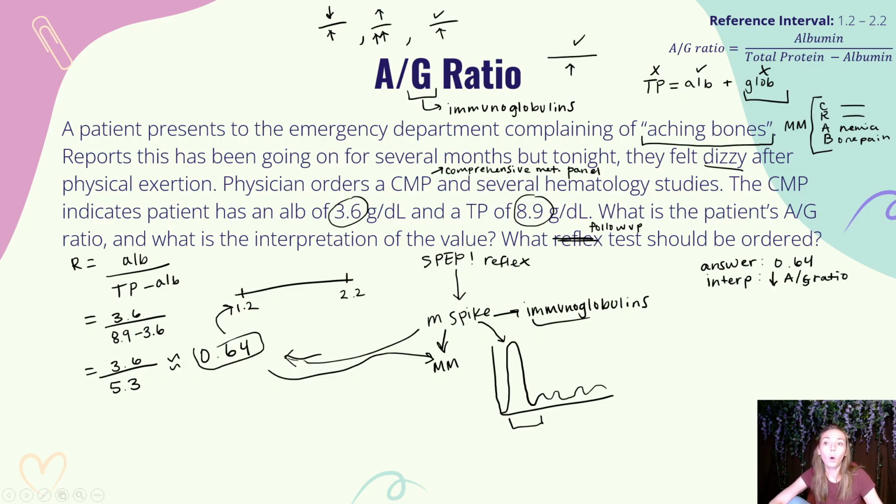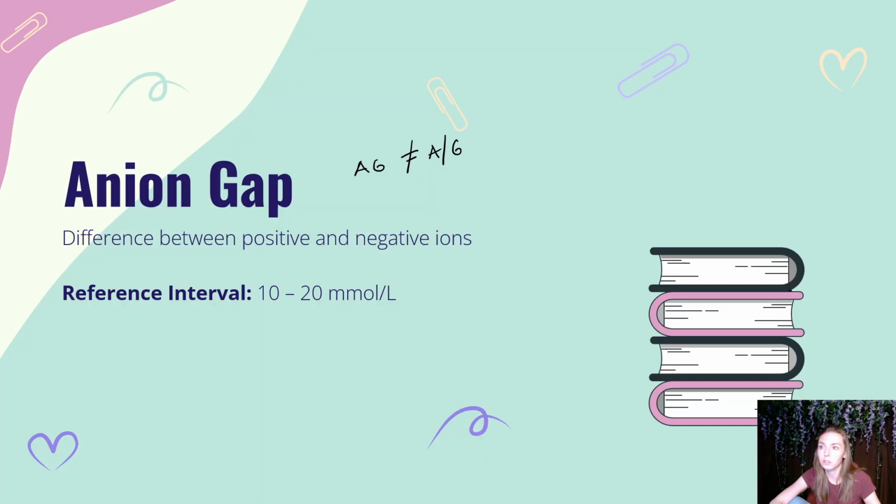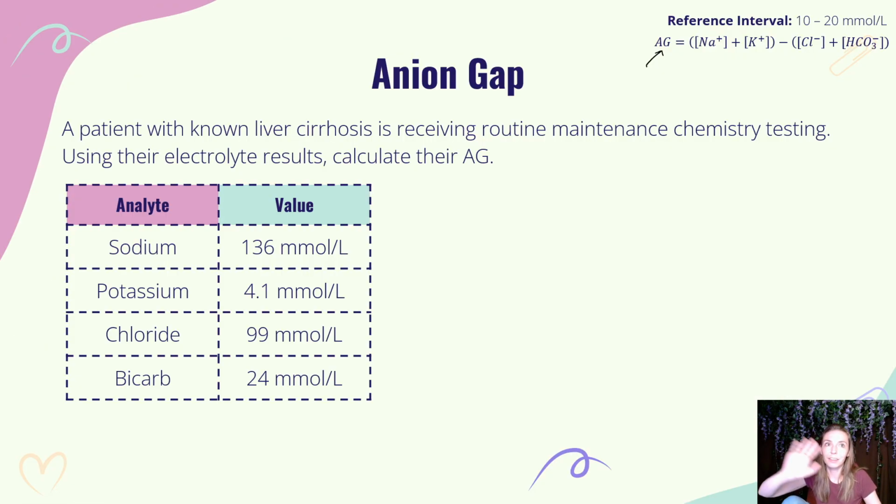Yeah, I did. Oh, also, last thing I want to add to this, sorry. If we have an M spike on our SPEP, we would follow up with an IFE, the immunofixation electrophoresis. Sorry. Anyway, case study, anion gap.